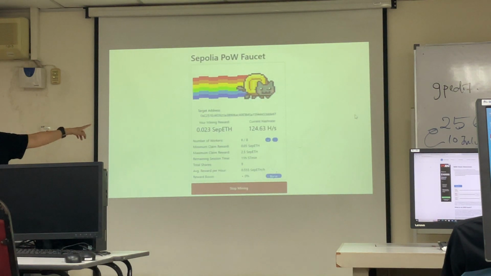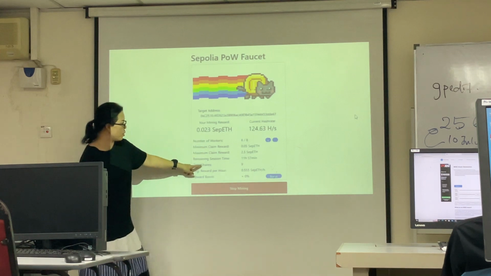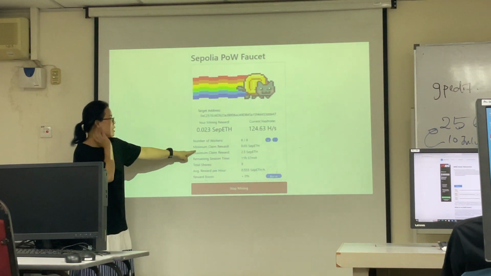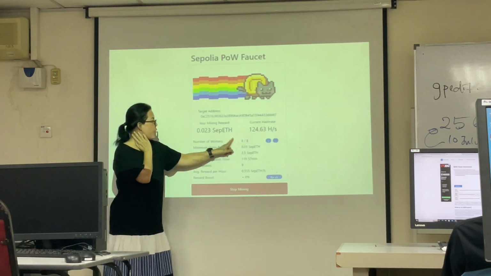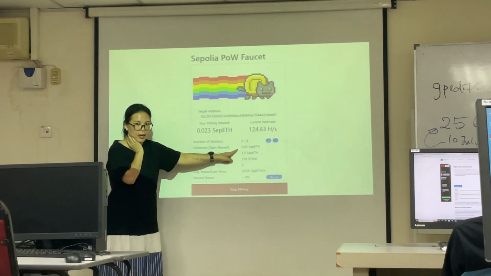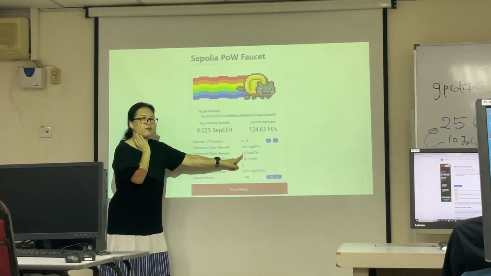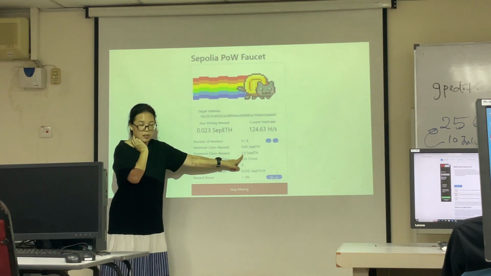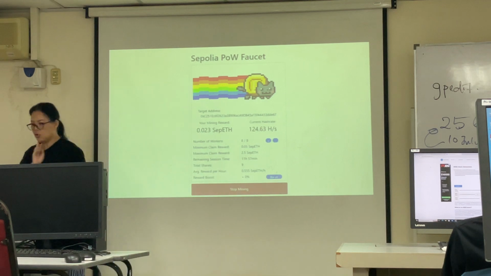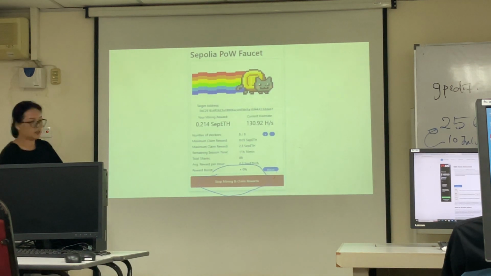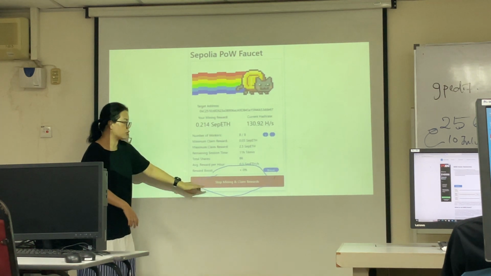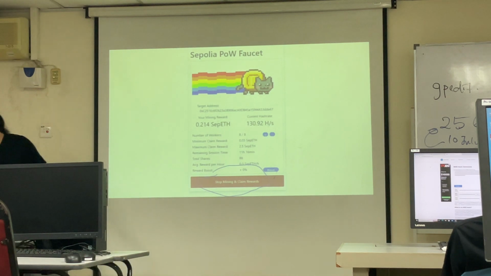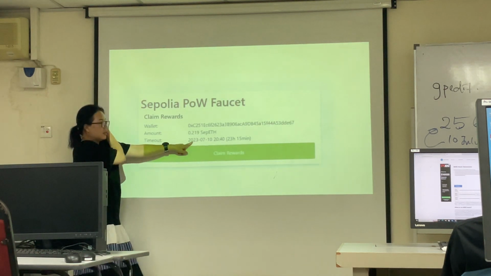You can see last night I did it. For the minimum claim, you must do the mining process until 0.05 Ether before you can claim the money. The maximum he gives you is 2.5 only, of Sepolia Ether. Last night I already did it. I got 0.214, then I stopped mining and claimed the reward.